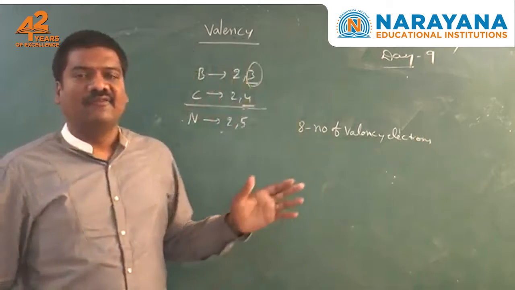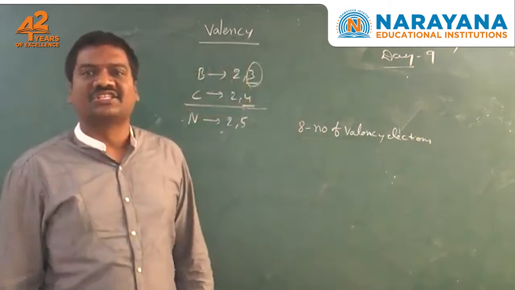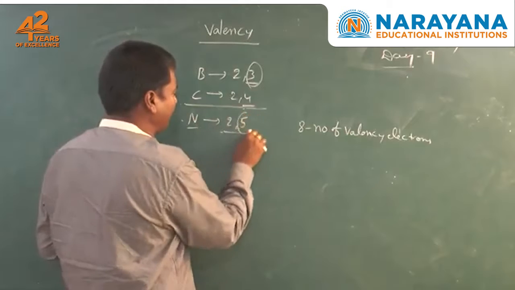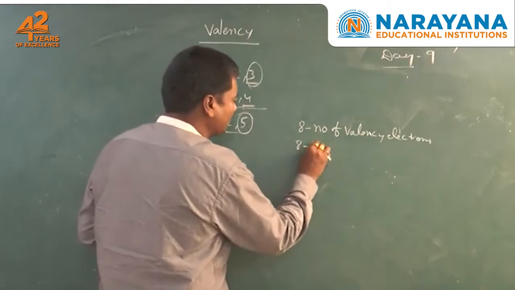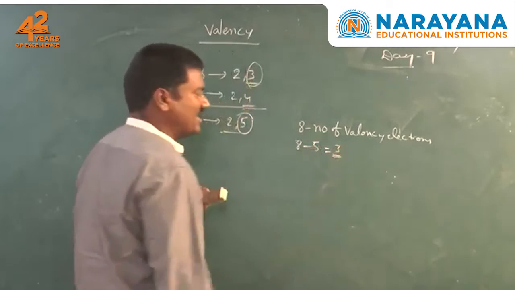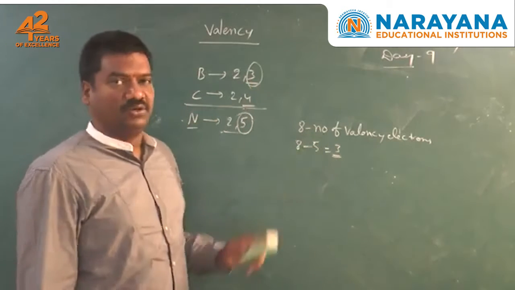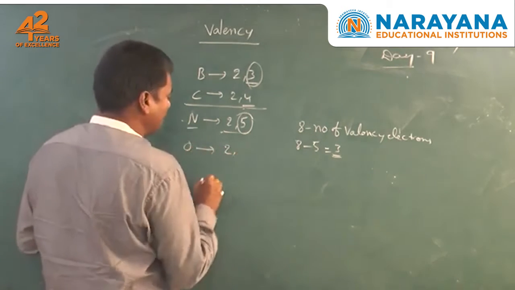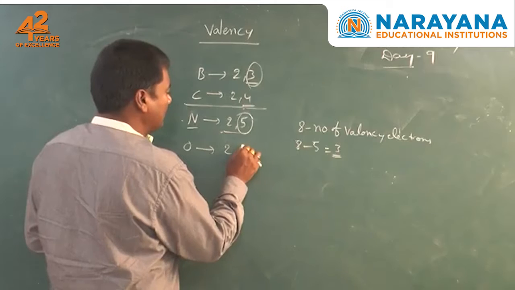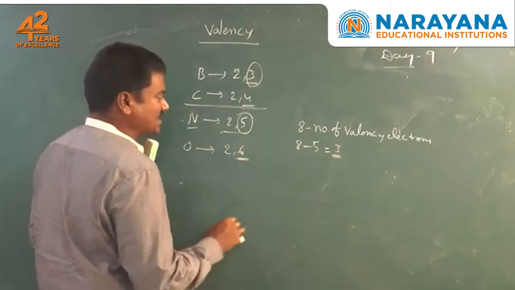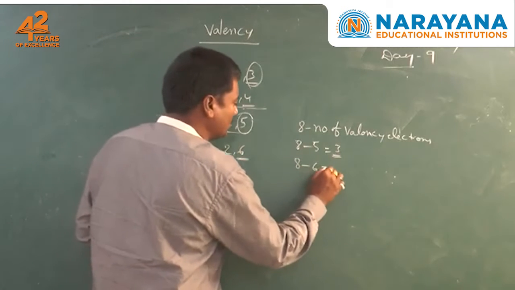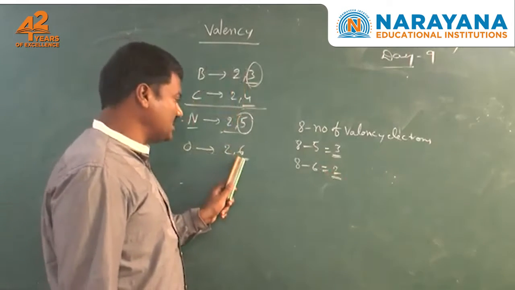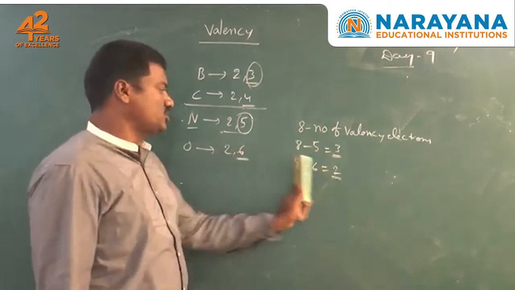We use 8 minus the number of valency electrons if more than 4 electrons are present in the valency shell. For nitrogen, it is 2, 5, and the valency shell has 5 electrons. Then 8 minus 5 is equal to 3, so the valency for the nitrogen atom is 3. After nitrogen, take oxygen: the electronic configuration is 2, 6, and the valency shell has 6 electrons. Then 8 minus 6 is equal to 2. The valency electrons are 6, but the valency of the oxygen atom is 2.